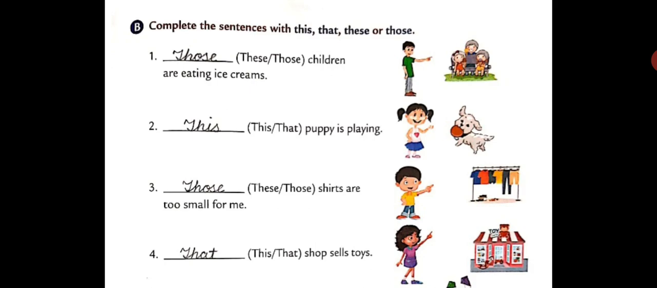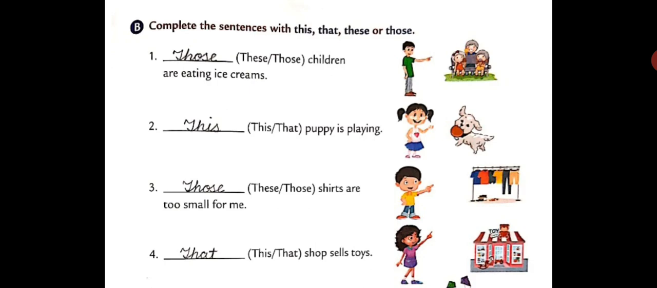So, children, look into the picture. The child is pointing towards the children, eating ice cream, and they are sitting far from him. So, write those in the first blank. Then next is, dash puppy is playing. This or that? So, puppy is one and it is playing near to the girl. So, write this in the second blank.